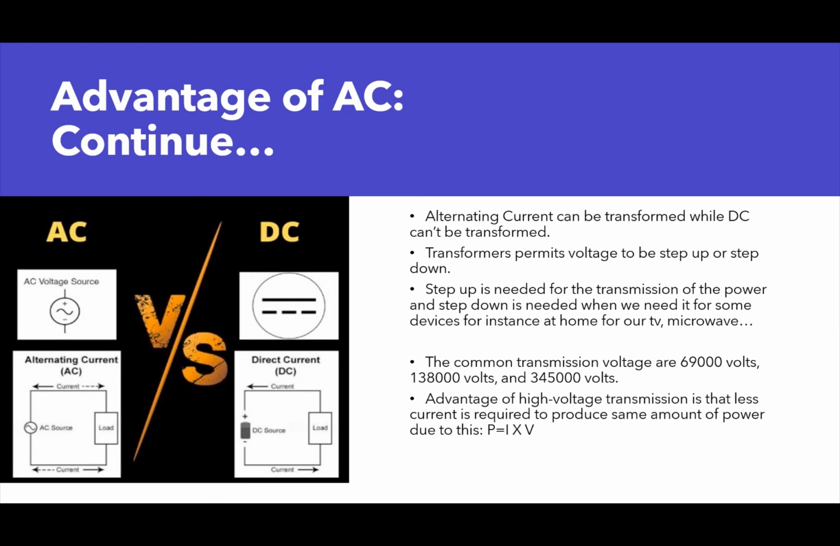Now, we talked about the advantage of it. The advantage of high voltage transmission is that less current is required to produce the same amount of power. So let's say we have 69,000 volts that we are supplying to the next station. The current should be very low to transfer the same amount of power, because if you have a higher voltage and you can bring your current down, you'll still get the same amount of power. So that will save a lot of materials.